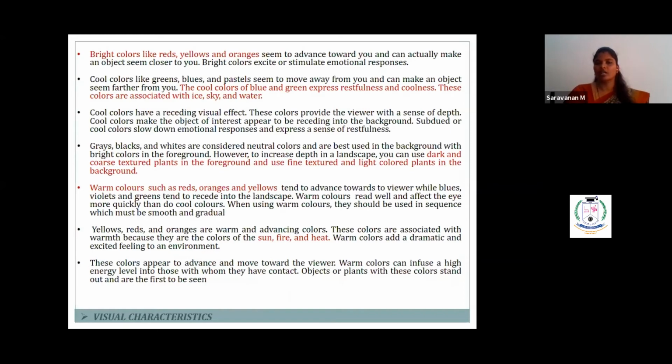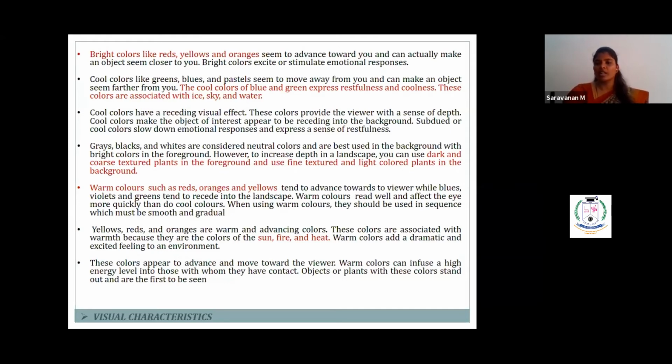And dark colors and coarse textured plants are used in the foreground, with fine textured and light colored plants in the background. So we use a contrast of light and dark colors mixed up, so everything doesn't have the same feeling when we enter a landscape design or a park or whatever it is. Warm colors such as red, orange, and yellow tend to advance towards the viewers, while blues, violets, and greens tend to recede into the landscape.